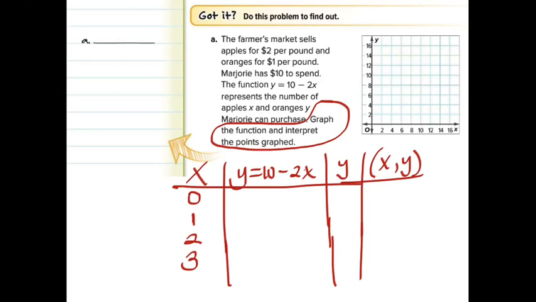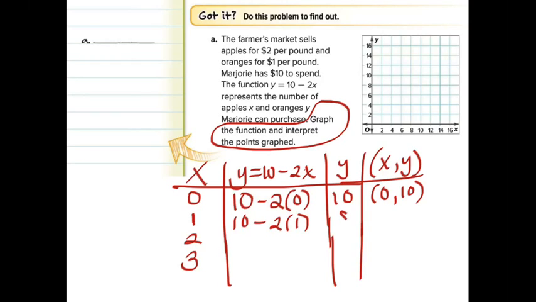So my first formula, I'm going to say $10 minus $2 per pound of apples. I bought 0 pounds, so that's 0. 10 minus 0 is 10. So if I buy no apples, I can buy 10 pounds of oranges. So no apples, 10 pounds of oranges. If I want 1 pound of apples, I take the $10, subtract $2 for each pound, which is 2. That leaves me with 8. 1 pound of apples means I can buy 8 pounds of oranges.